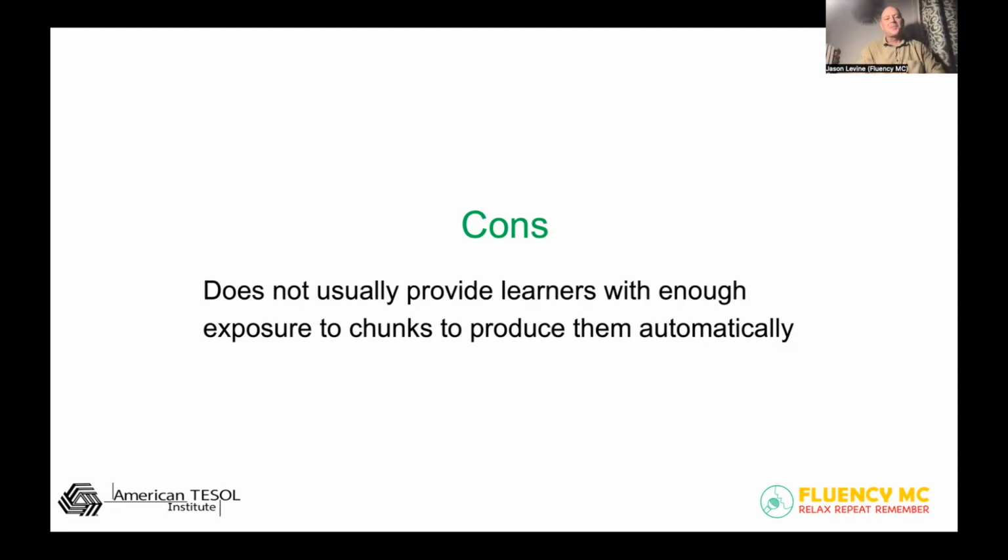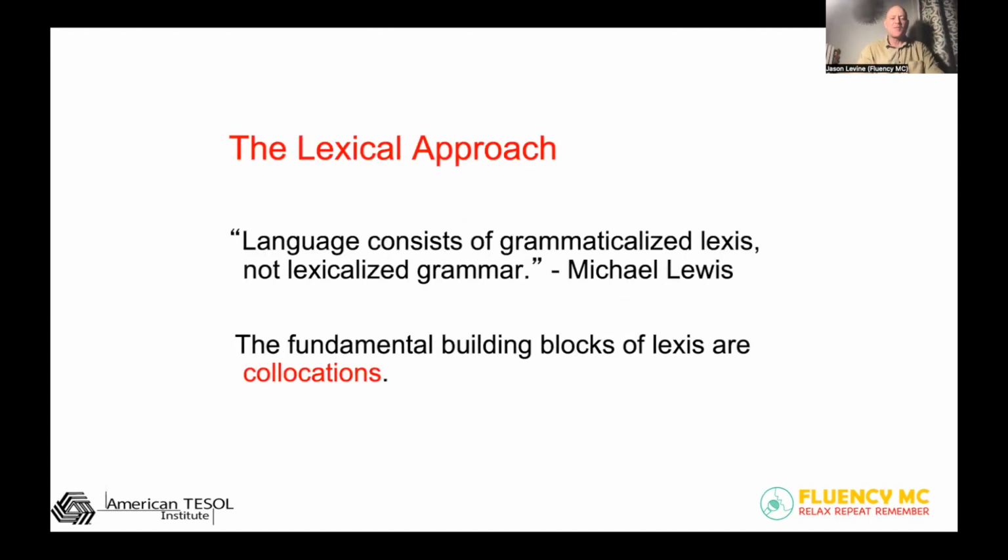But even the lexical approach, and this was where I had a problem with this. I loved it so much. And, this is perfect. But hang on a second. How are my learners going to get enough of these chunks to be able to use them when they speak and they write? So as I mentioned earlier, Michael Lewis, who is the primary author, creator of this approach, said language consists of grammaticalized lexis, not lexicalized grammar. It's about chunks, about collocation. That's great.